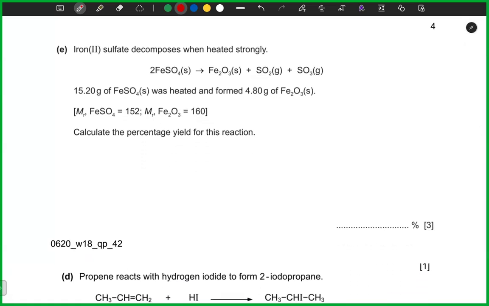Now this one, let's try and do this one. Calculate the percentage yield for this reaction. He's given me the mass of FeSO4, so I can find moles, right? Moles is mass divided by molar mass. He's given me the MR as well, 152. So 15.2 divided by 152. I'm getting 0.1 moles, right?